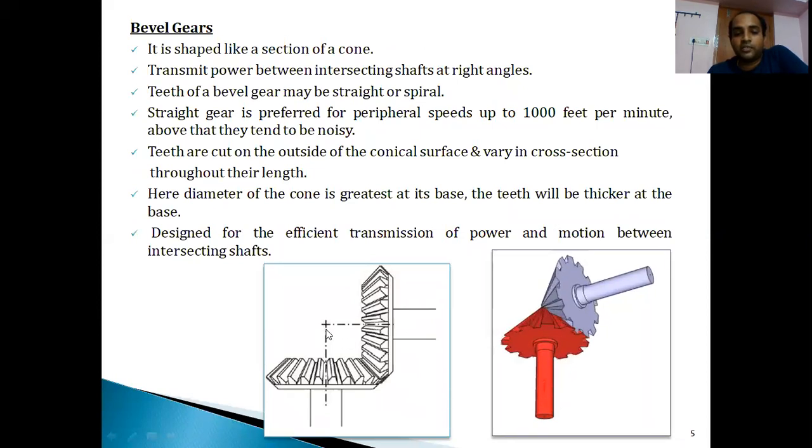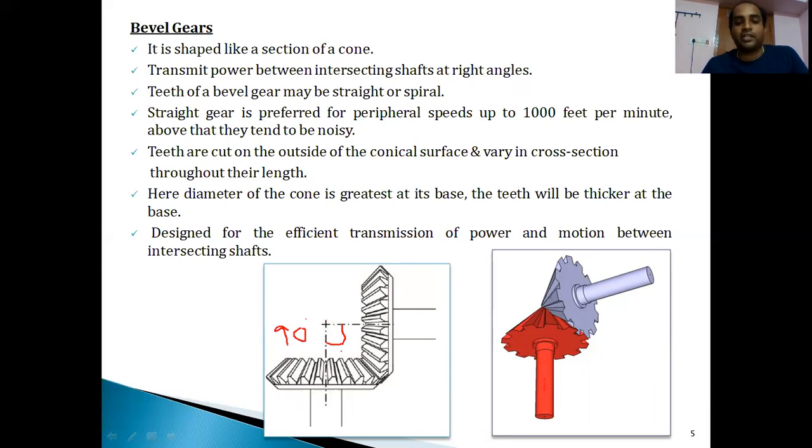You can see in the other picture, this is the axis of one shaft and this is the axis of the other shaft, and how they are positioned. If you observe carefully, they are positioned at right angles to one another, 90 degrees. So this is the important peculiarity of this particular gear, that is the bevel gear.